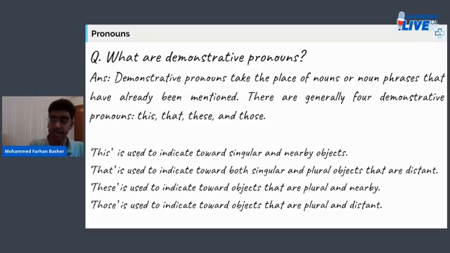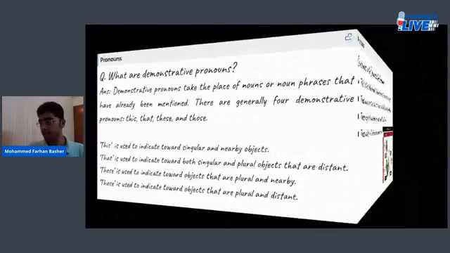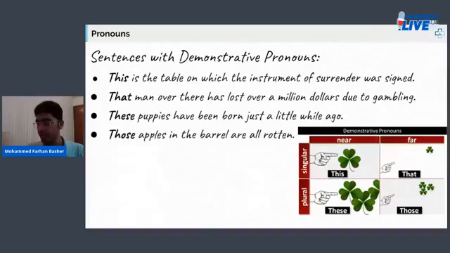This is used to indicate singular and nearby objects. That is used to indicate both singular and plural objects that are distant. These is used to indicate objects that are plural and nearby. Those is used to indicate objects that are plural and distant, right? Let me clarify this once again with this picture over here. Take a look at the picture.